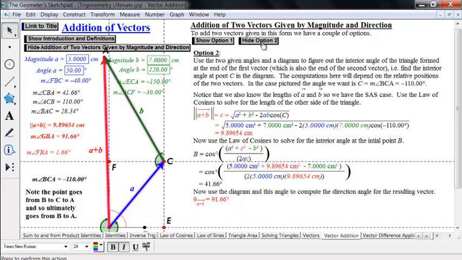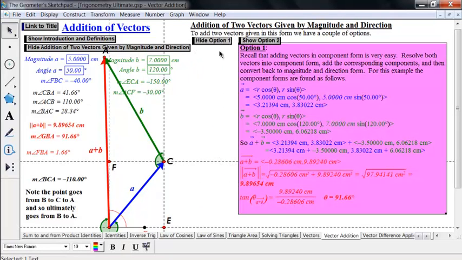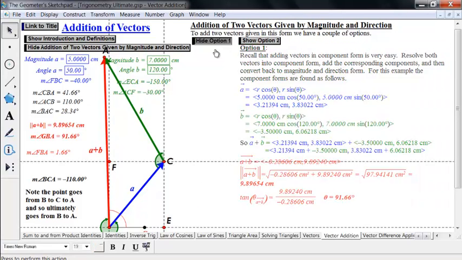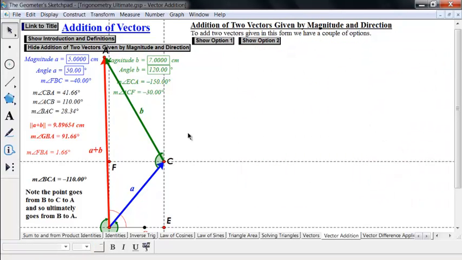That's one option. The other option, remember, was to resolve things into components and add those two components together, so basically go from r and theta to x and y, add them together to get an x and y, then go back to r and theta. So do it that way. So there are two different ways to go at it when you're given a magnitude and a direction.